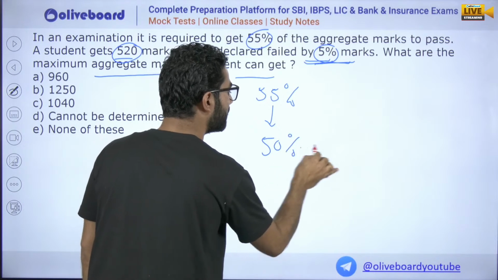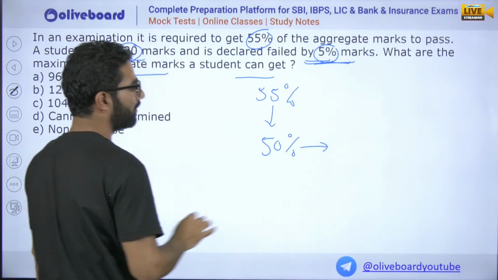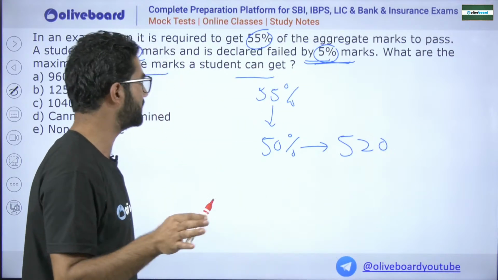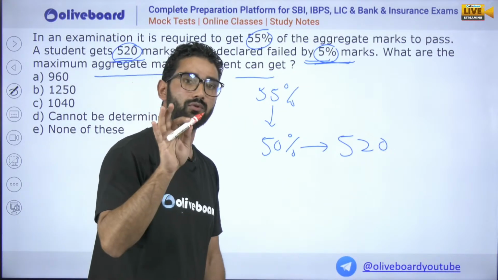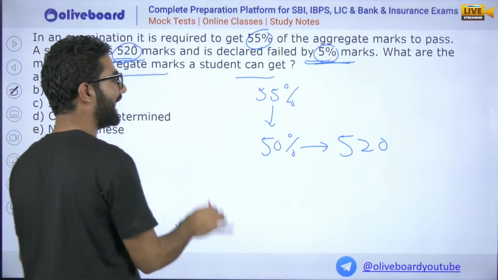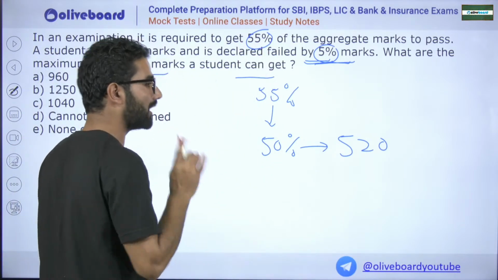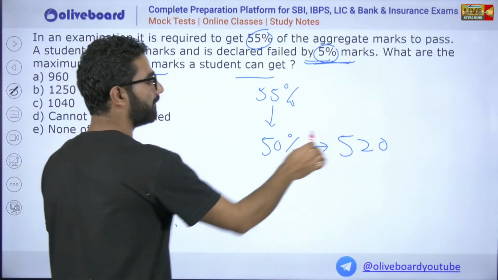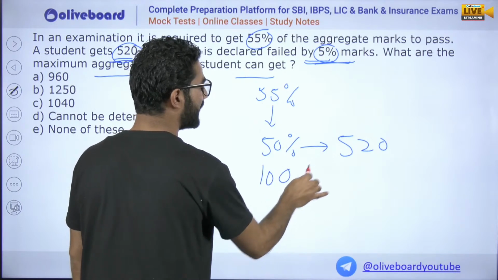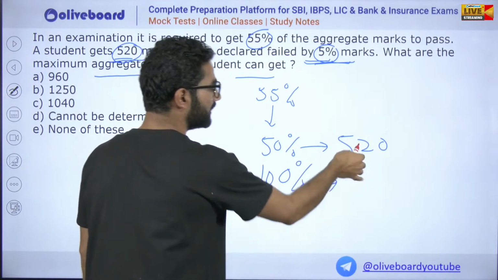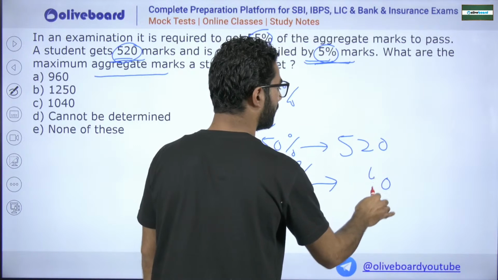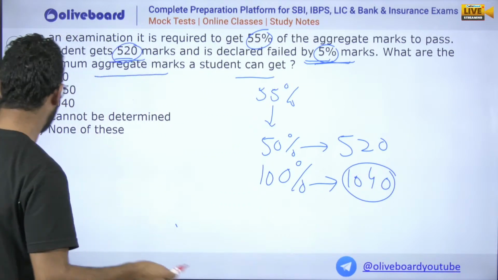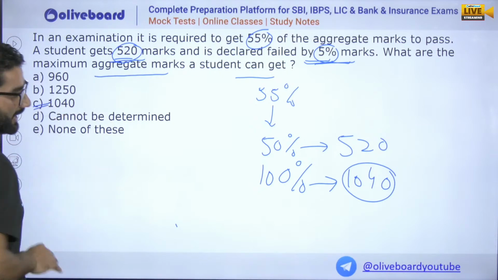That means he got only 50% marks, and that 50% is nothing but what he obtained, 520 marks. So he got only 520 marks, that is 5% less than what is required. So 50% is 520, and to calculate the aggregate marks, 100% will be the double of it. It will be 1040, the exact answer. So option C will be the correct option.